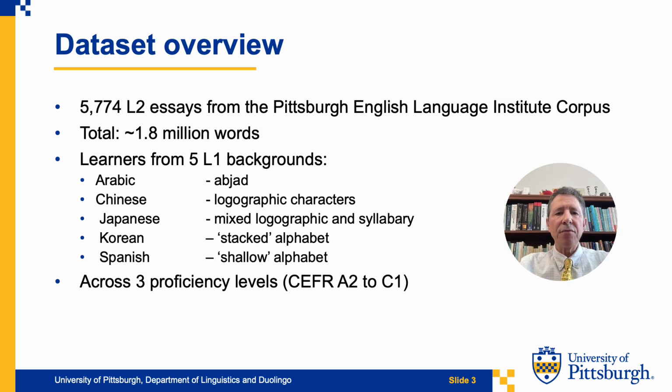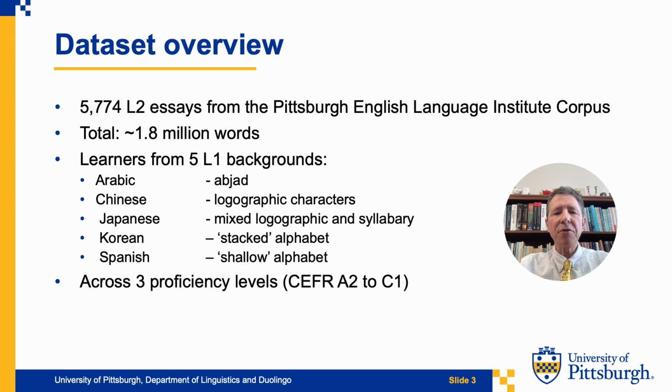The dataset overview. We had 5,774 L2 essays from the Pittsburgh English Language Institute corpus. We had a total of 1.8 million words from that corpus. We had learners from 5 L1 backgrounds: Arabic, which uses an abjad, where vowels are not reliably marked; Chinese, which has logographic characters; Japanese, which has a mixed logographic and syllabary system; Korean, which has a stacked alphabet; and Spanish, which is a shallow orthography.